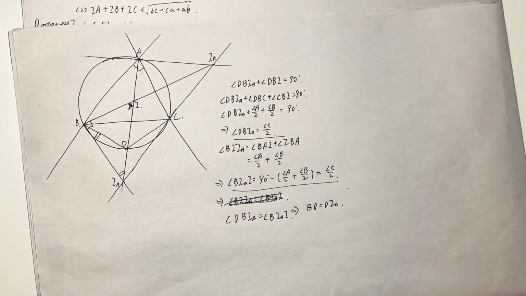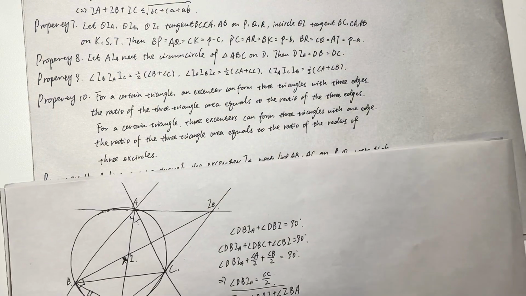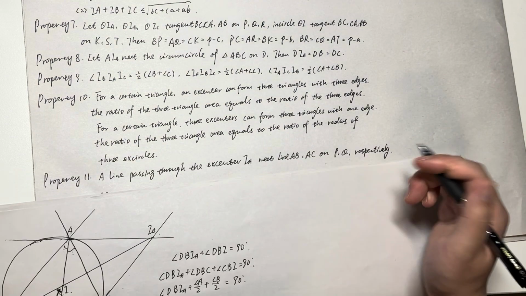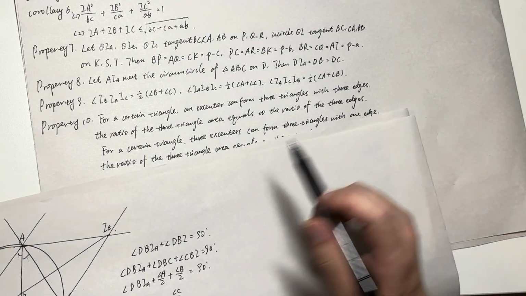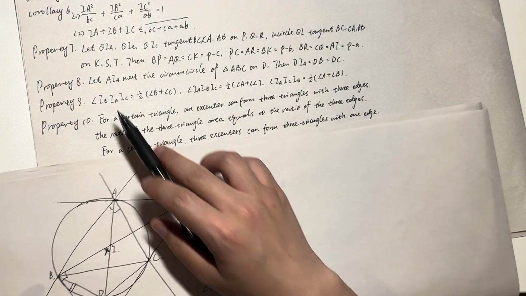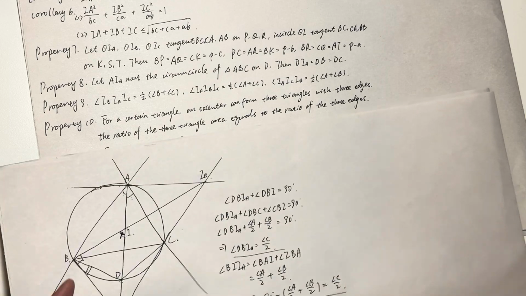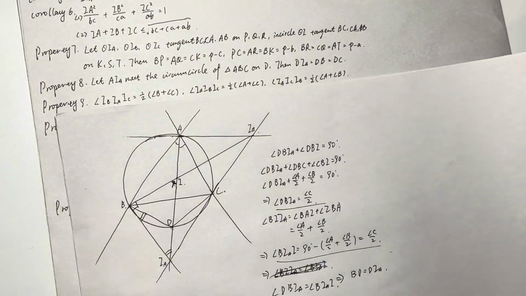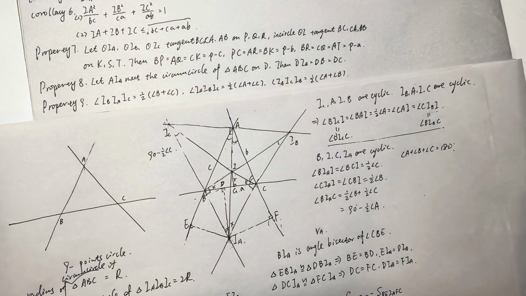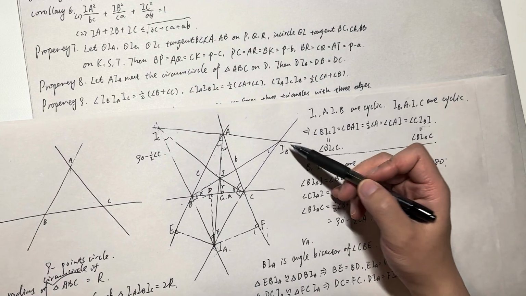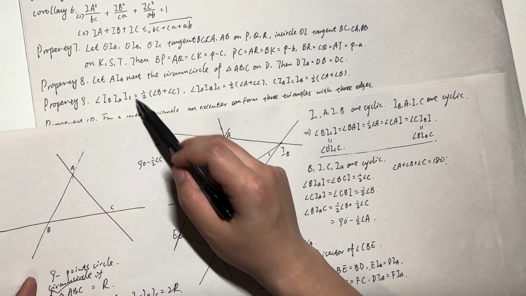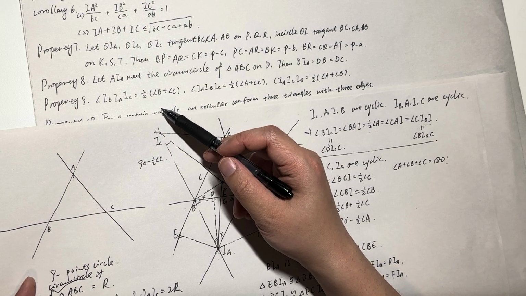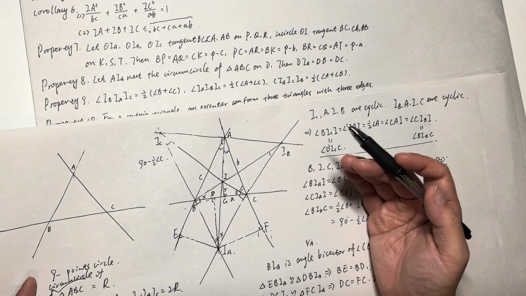Okay. So that is property 8. For property 9, the angle IB, IA, IC equals this one. That is 90 degrees minus half of angle A. So actually we already proved that.